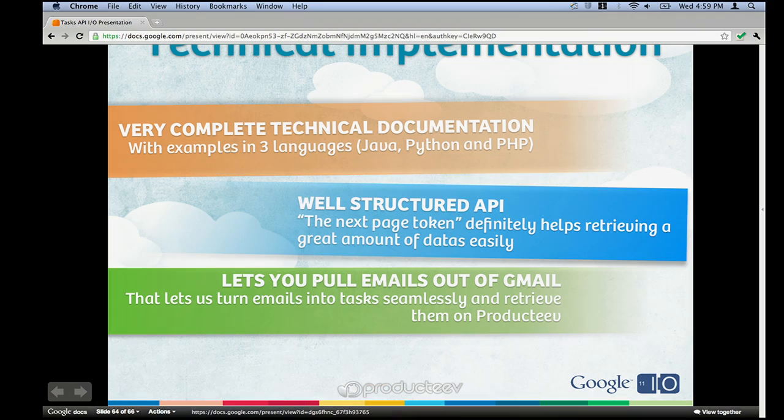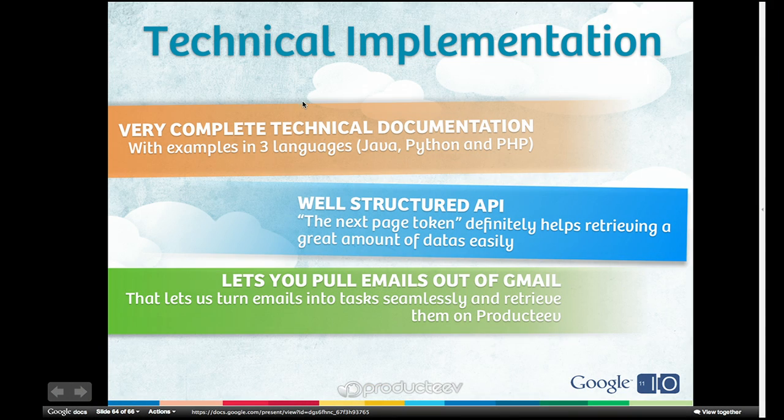All right. So quickly about the technical implementation itself, we really loved the documentation. As you saw earlier, everything is very detailed, lots of support from the Google Tasks team, well-structured API. And also one of the lots of requests that we got for Productive was the possibility to turn any Gmail emails into a task on Productive, and now it's doable, like I just showed you in the last minute.